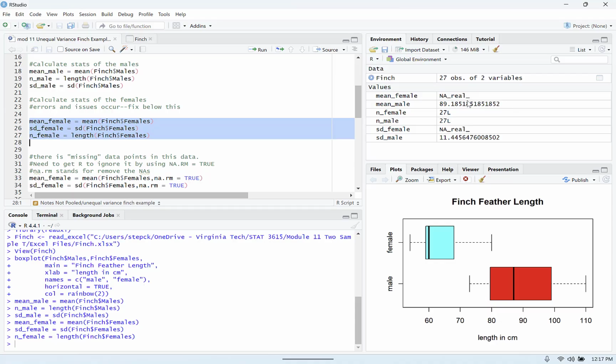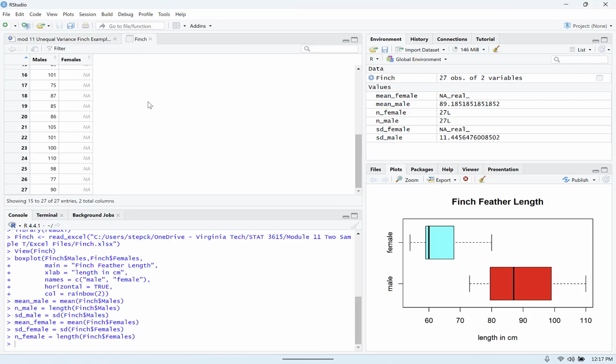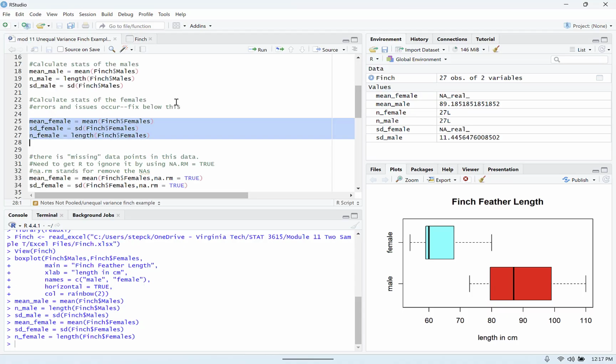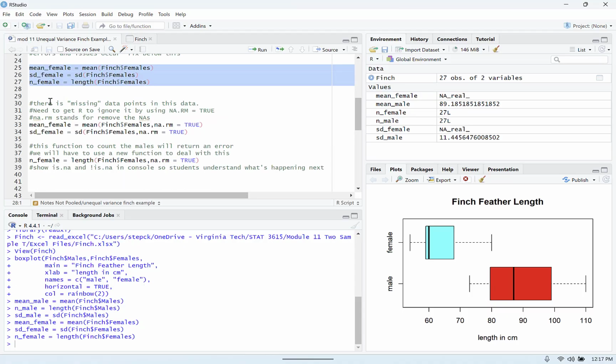What it's saying is you have numbers here that are not numbers. NA is not a real number, and they wanted it to be a real number. The same thing was female. And I also want you to see that the sample size for females was 27. But if I go back to this finch data, I only have 14. So this is one of the reasons why we always look at our data, and we're going to have to deal with this problem. So the problem that we're dealing with is missing data points in this data, and we need to get R to ignore this by using the NA.remove equals true function.